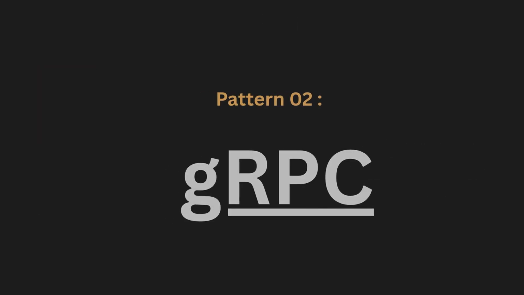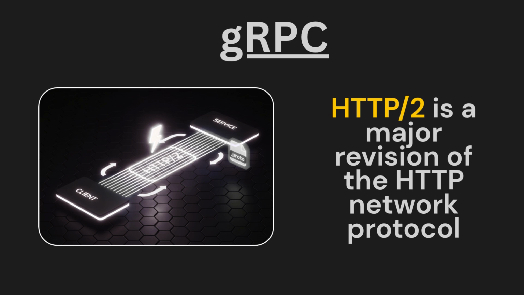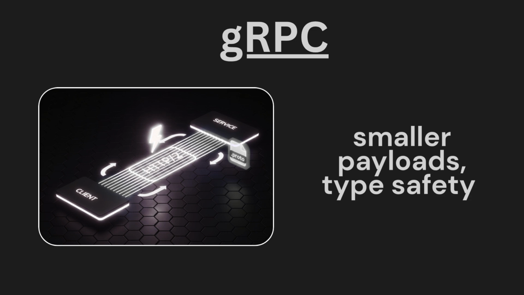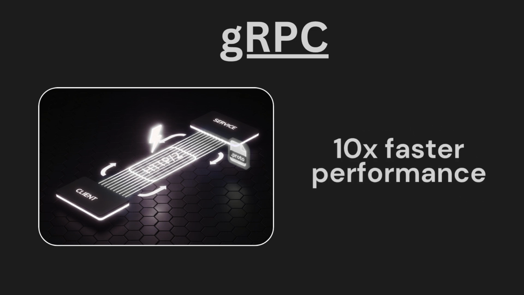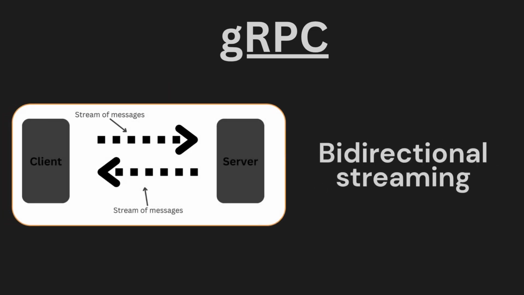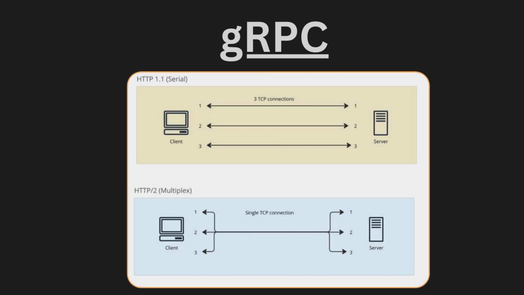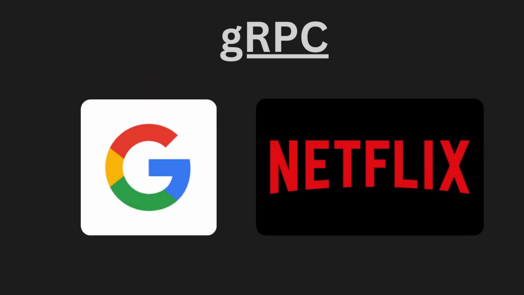Next up, gRPC, which is basically REST on steroids. It's built on HTTP/2 and uses protocol buffers instead of JSON, giving you smaller payloads, type safety, and around 10x faster performance compared to REST for internal service calls. It also supports bidirectional streaming, so data can continuously flow between services. And thanks to HTTP/2 multiplexing, you can handle multiple requests over a single connection efficiently. You'll see gRPC heavily used in systems built by Google, Netflix, and other high-performance architectures.